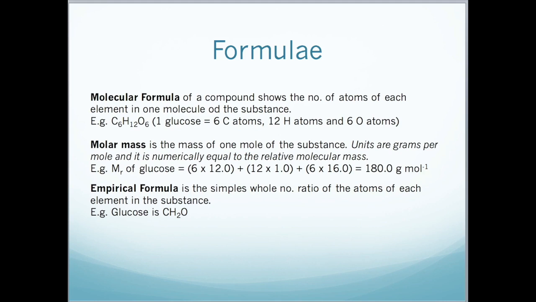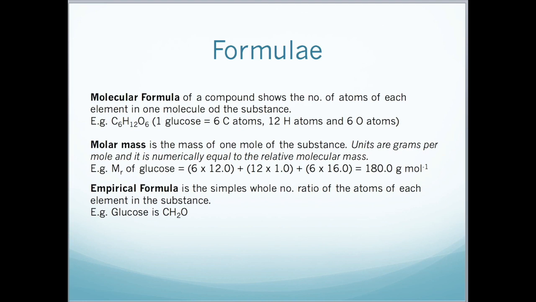Three different types of formulae that we need to know. So the molecular formula shows the number of atoms of each element in one molecule of that substance. So for example, the molecular formula for glucose is C6H12O6. Therefore, each molecule of glucose contains 6 carbon atoms, 12 hydrogen atoms, and 6 oxygen atoms. So that's the molecular formula.